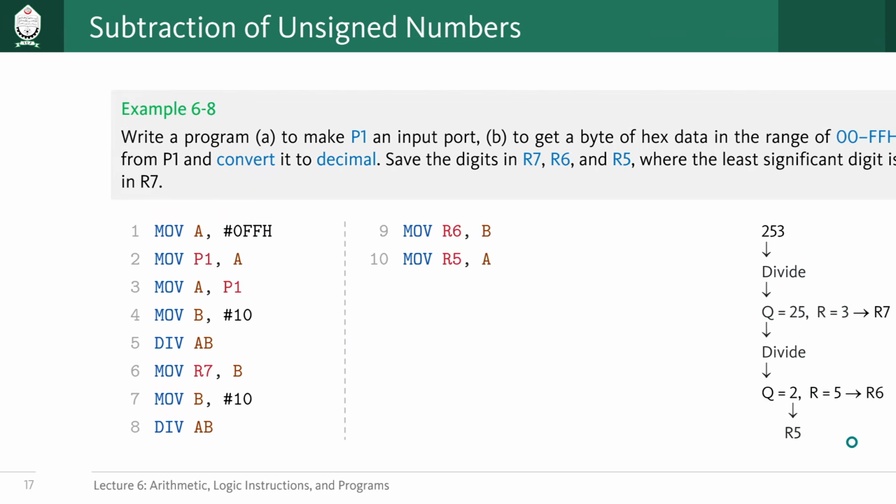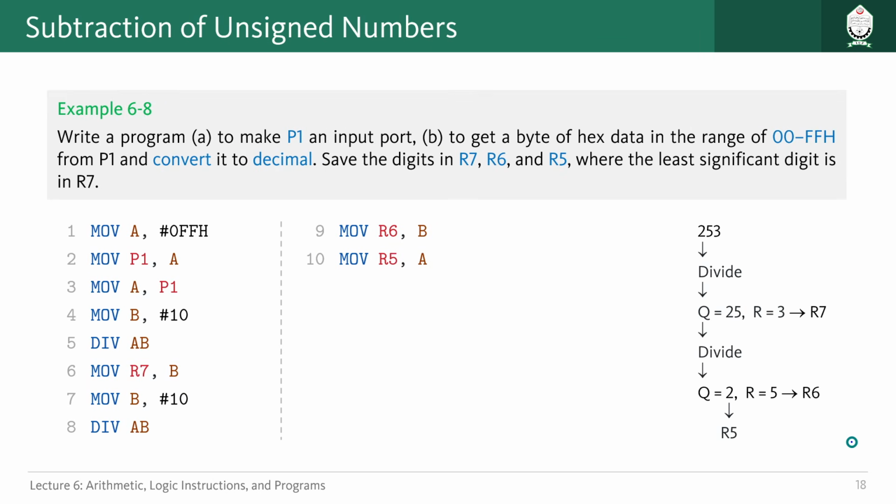To understand division, let us look at this example problem. Here they are saying write a program to make port 1 an input port to get a byte of hex data in the range of 0 to FFH from port 1. Okay, so whenever we get any data from any port, that value will have a range of 0 to FFH, obviously, because we have 8 bits.